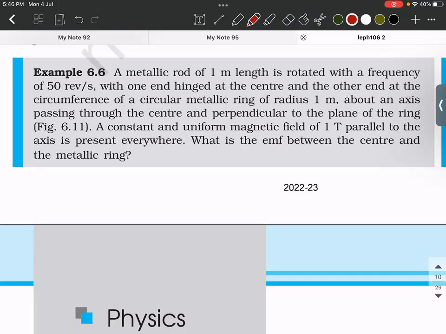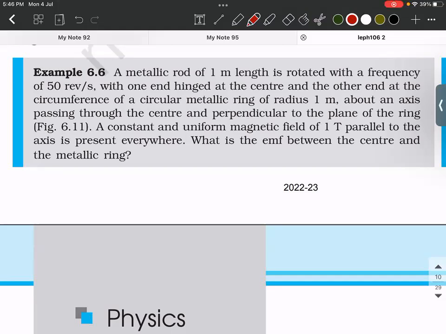See, they have given figure 6.11, keeping that aside. Can you try drawing the diagram for this? The information given in the first sentence, or I call it the first phrase. So there is a metallic rod, and the length of the metallic rod is 1 meter. It is rotated with a frequency of 50 revolutions per second, with one end hinged at the center. Arvind, try to draw the diagram. Don't look at the book. So one end is hinged at the center.